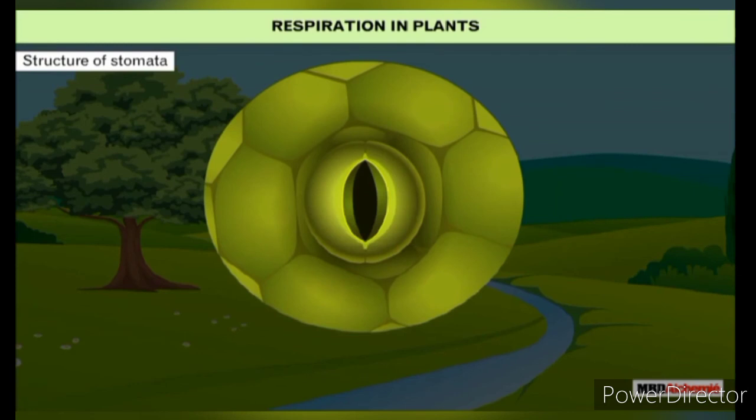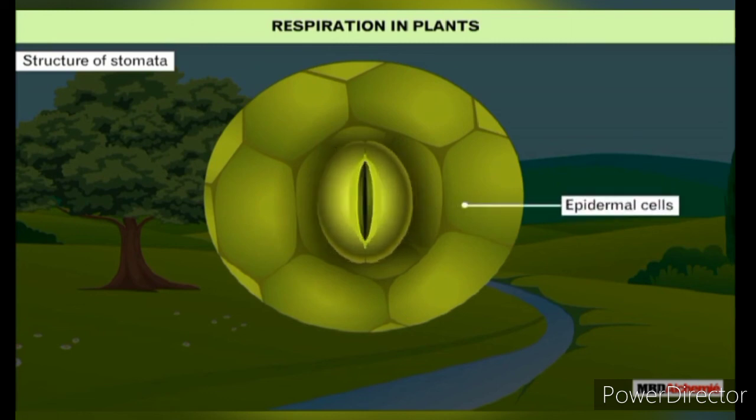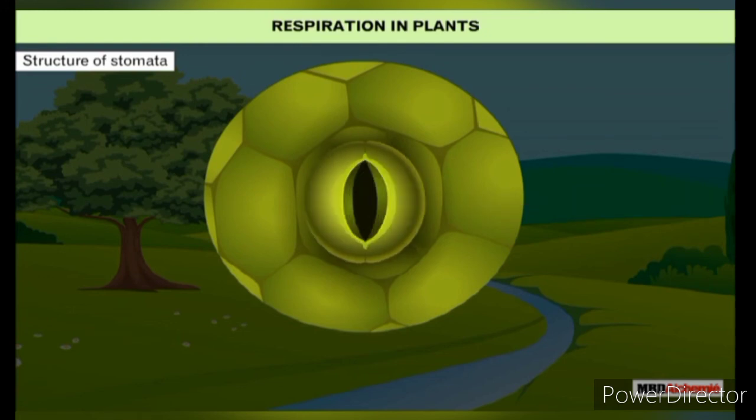Structure of stomata. Stomata are surrounded by two kidney-shaped cells called the guard cells. Guard cells are protected by epidermal cells. These guard cells help in the opening and closing of the stomata. Opening and closing of the stomata helps in the exchange of oxygen and carbon dioxide in the plant.